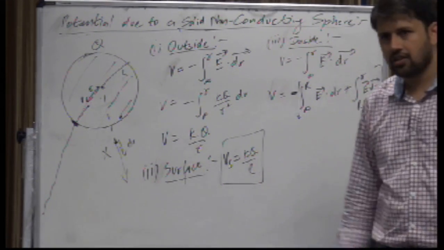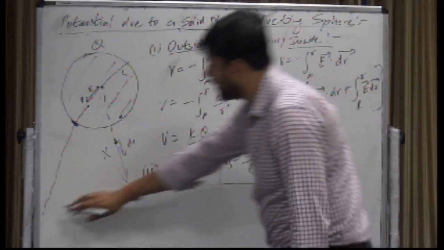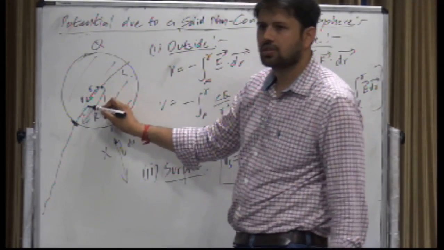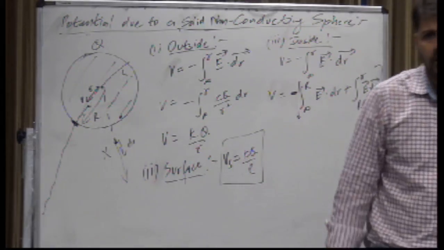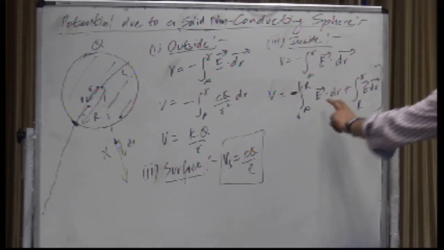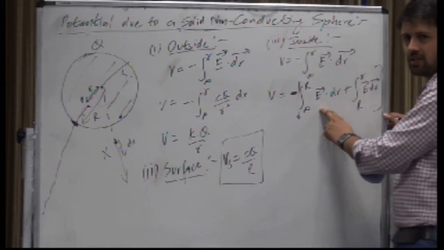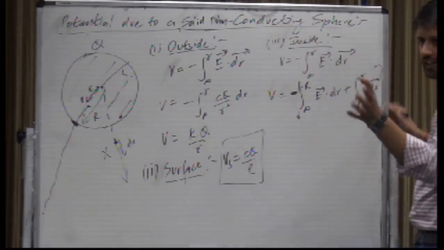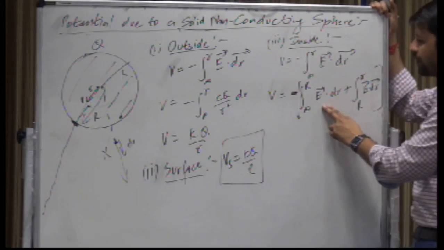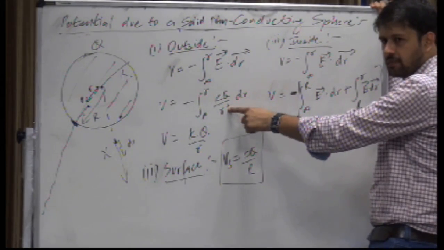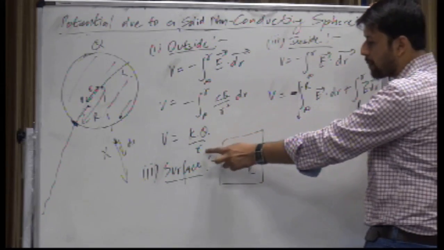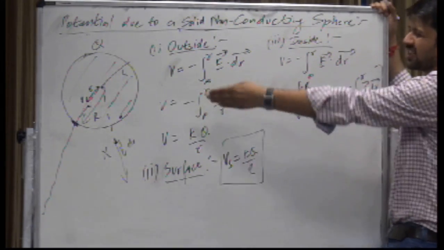Got it? Okay. Infinity to surface point capital R, then capital R to small r. Is it okay? Now for this, for outside point, the electric field is like this. Please pay attention, don't write right now. For outside point, the electric field is like this. The integral will give you the value like this, but capital R in place of it because you reached surface.